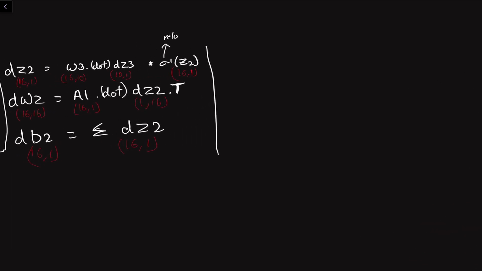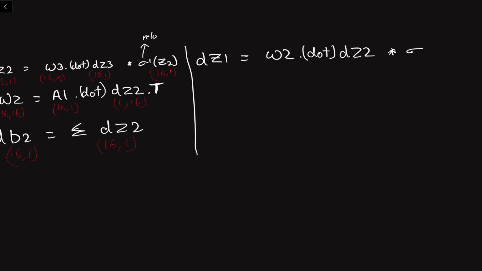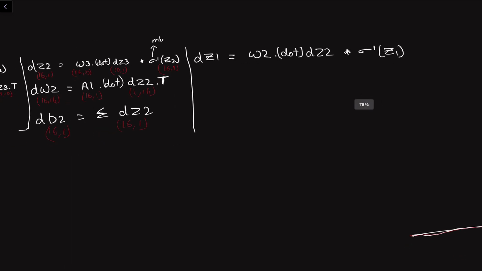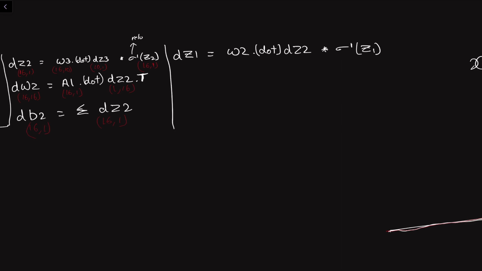All right, let's focus here now, and let's write dZ1 real quick. What is dZ1? dZ1 will be W2 dot dZ2, element-wise multiplication with sigma dash. Actually, it'll be ReLU dash. I'm just writing sigma for now, but it's going to be the ReLU derivative because we're going to use ReLU here instead of sigma. I'm just writing it like this for now because that function could mean anything, okay?